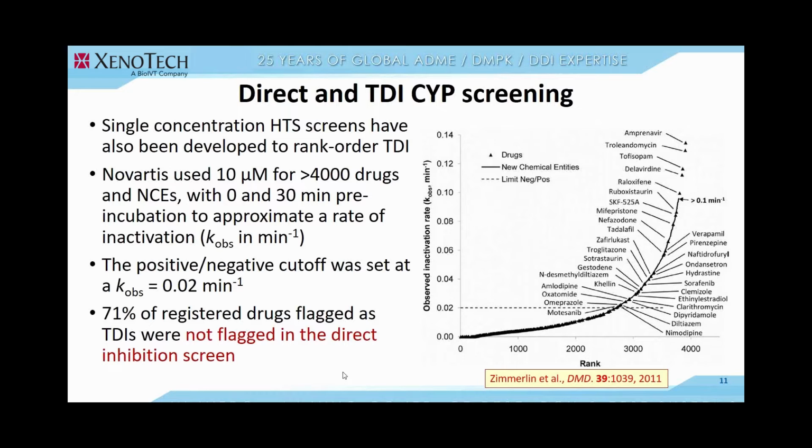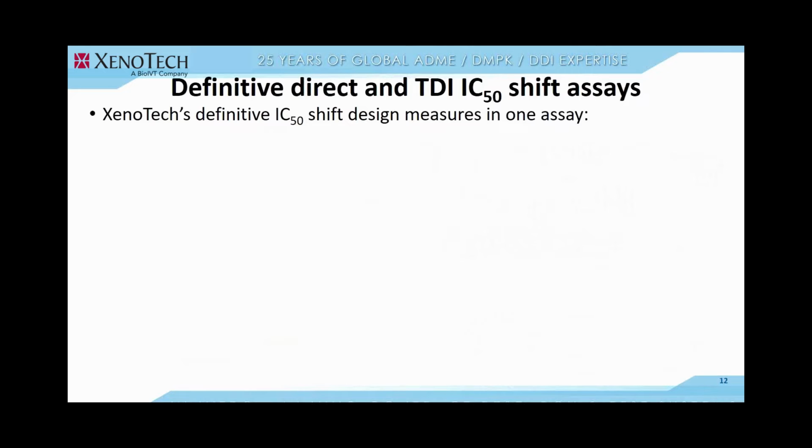Interestingly, from the study, 71% of registered drugs that were flagged as time-dependent inhibitors in this assay were not flagged at all in the direct inhibition screen. So again, pointing out the fact that you could have a clean bill of health, so to speak, in your screen, and then miss completely the time-dependent inhibition. So once people started realizing that, the focus was on, okay, let's throw out anything that shows a time-dependent inhibition signal. So now I'm going to move on to definitive direct and time-dependent IC50 shift assays.